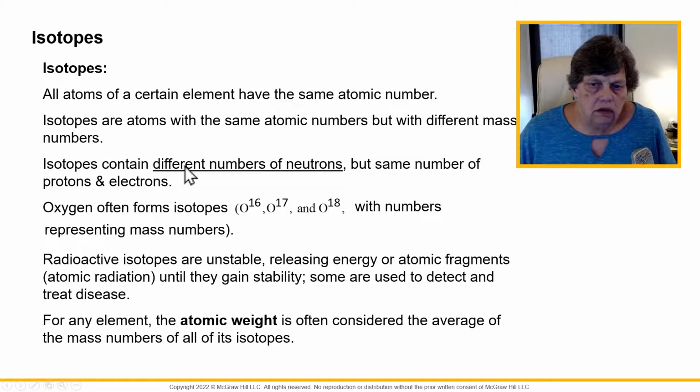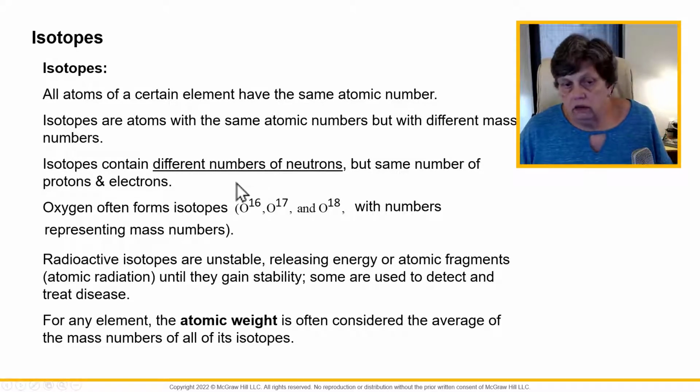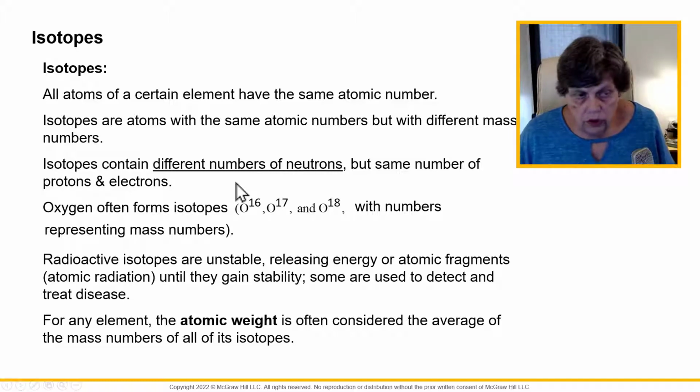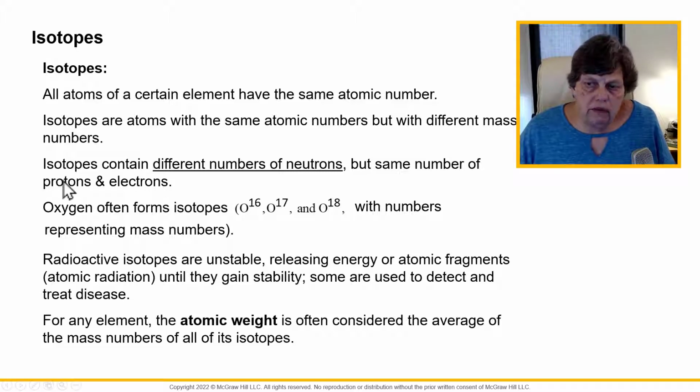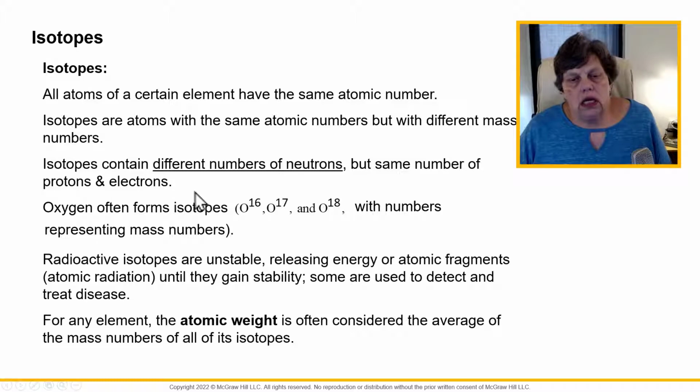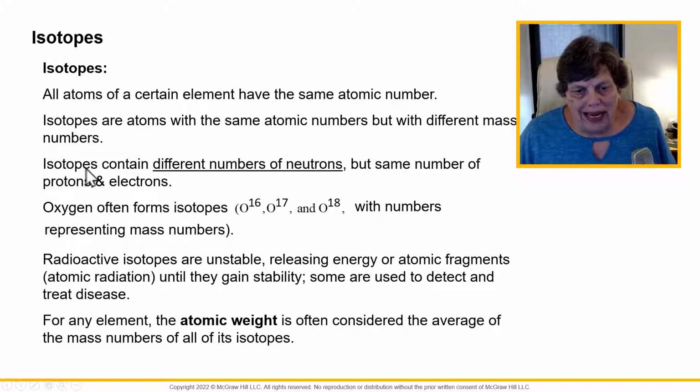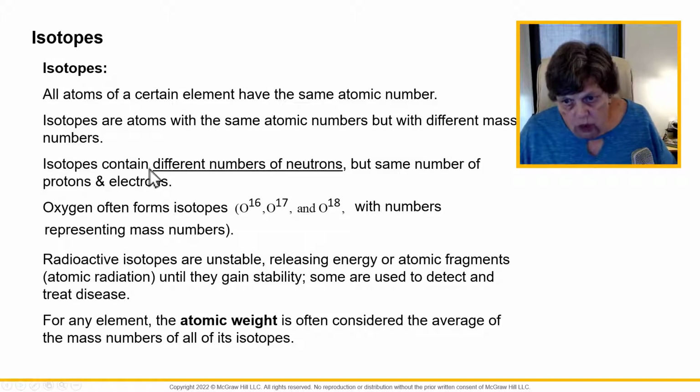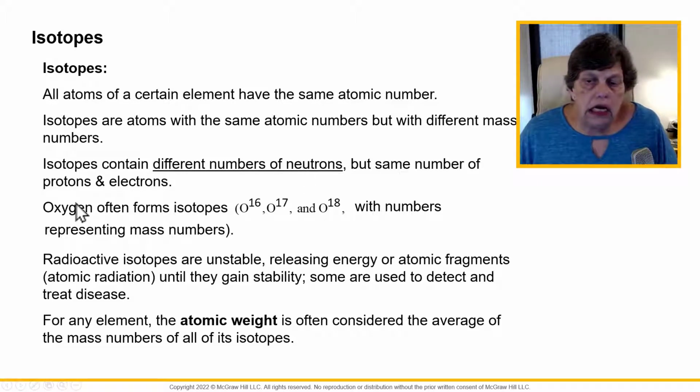And so you may have, again, 3 neutrons, 4 neutrons, 5 neutrons, whatever, but you have the same number of protons and electrons. It's not an ion, it's an isotope. And so ions are where we lose electrons or gain electrons. An isotope is where we change the number of neutrons.